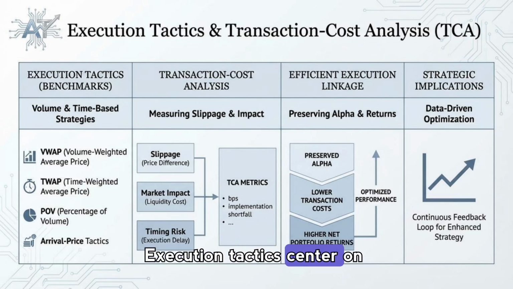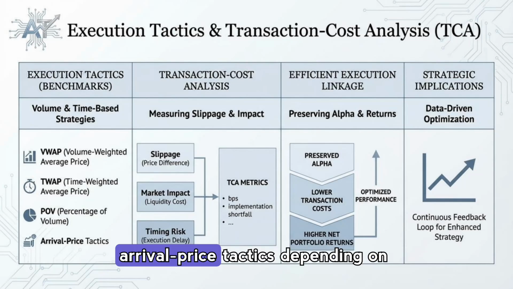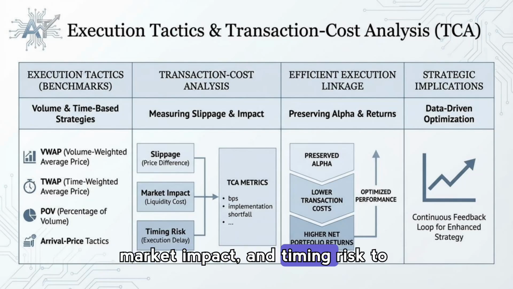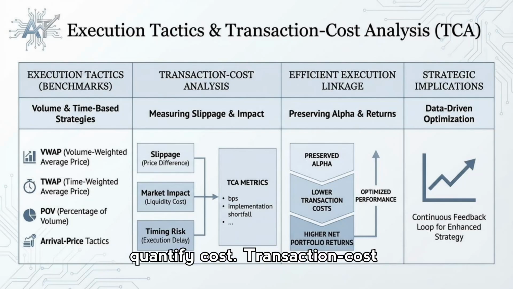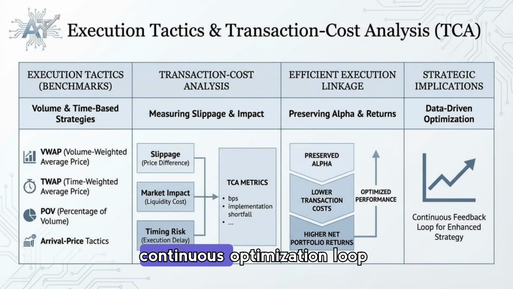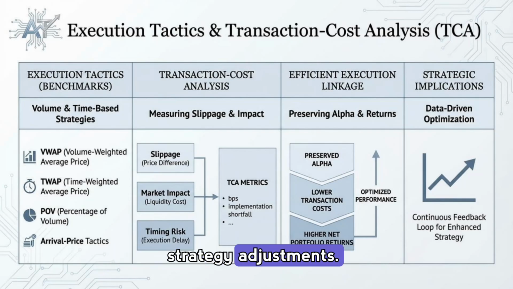Execution tactics center on benchmarking and TCA. Use VWAP, TWAP, point of view, or arrival price tactics depending on objectives, and measure slippage, market impact, and timing risk to quantify cost. Transaction cost analysis feeds back into execution strategy to preserve alpha, lower transaction costs, and create a continuous optimization loop between trading performance and strategy adjustments.